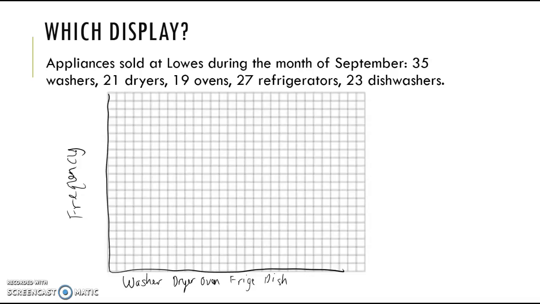And then how about 4, 6, 8, 10, 12. There, my scale is labeled, and then I can put in my bars according to how many I have. So I've got 35 washers. So that's about right here.